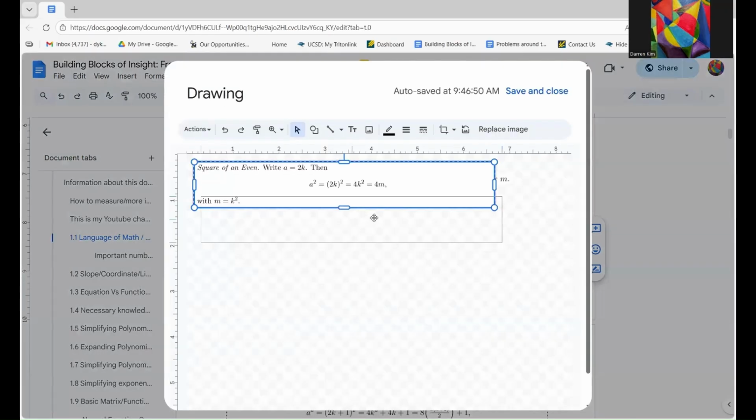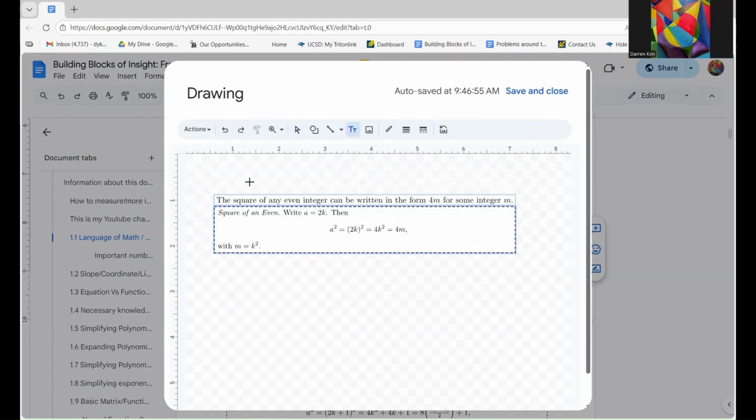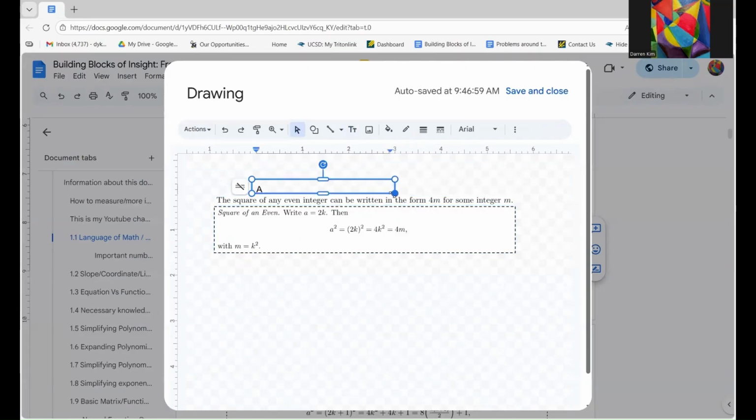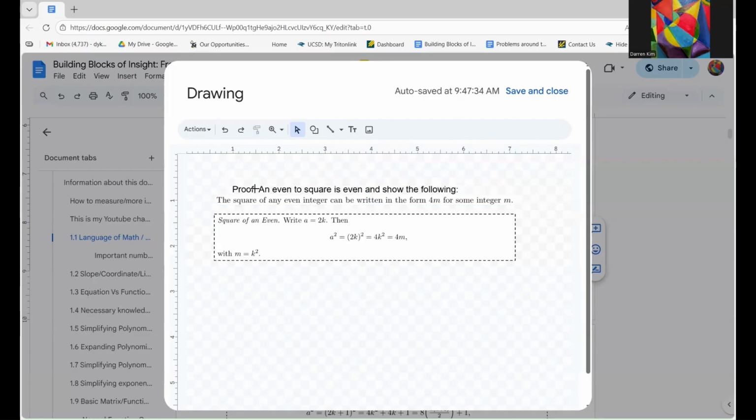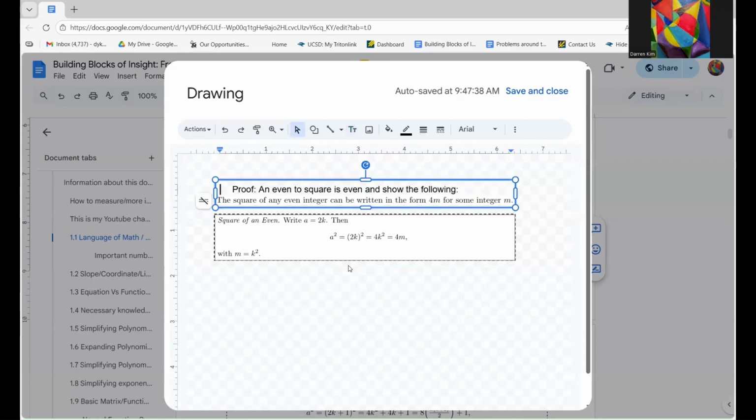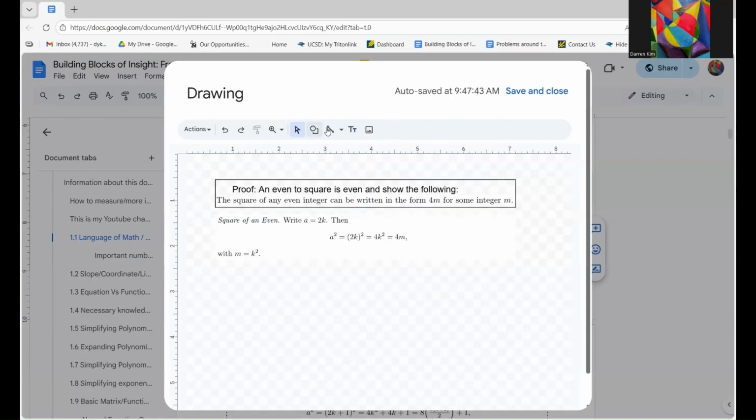I'll add extra information here. Move an even to the square and show the following. The reason it looks like a different text is because I actually did this in LaTeX before, which is, yeah, a pain in the ass. It was less pain in the ass than some of them, but yeah, there we go.